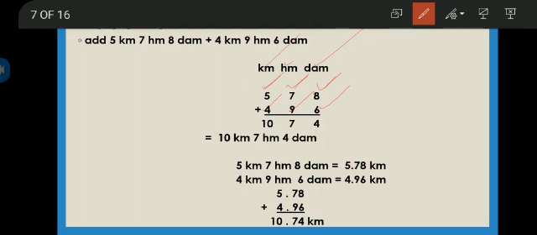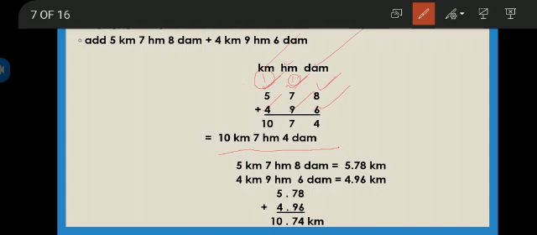Here how you add? 8 plus 6 is 14. 4 you keep here, then 1 you take, then 9 plus 7 is 16, plus 1 is 17, 7 you keep here, then 1 you take, 5 plus 4 is 9, then 1 is 10. So the required result is 10 kilometer, 7 hectometer and 4 decameter.